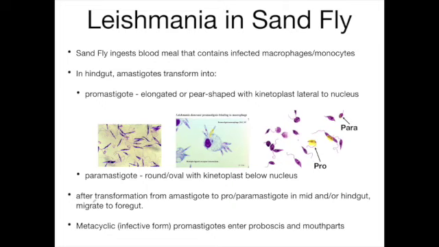After the amastigote transforms into a promastigote or paramastigote, it's going to move its way up into the foregut. So it develops into a promastigote or paramastigote in the hindgut, then migrates up into the foregut and becomes metacyclic. A metacyclic promastigote is the infective form, and it's going to move into the proboscis and mouth parts of the sandfly, so that when this sandfly moves on to take another blood meal, it will first, of course, inject saliva as an anticoagulant. And in that saliva will be the metacyclic form of the promastigote.